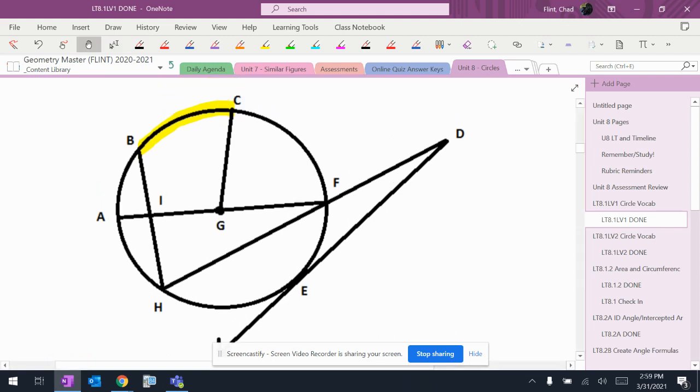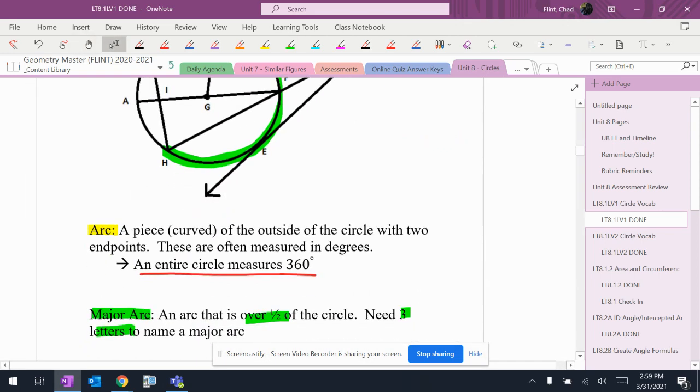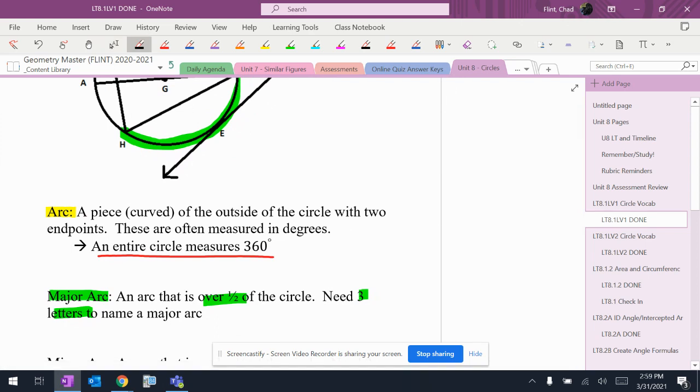So a major arc could start, say, at H. And it could go all the way around here to C. All right, that's definitely more than half of the circle. You do not have to include all of the letters for the major arc. You can include 3 of them.